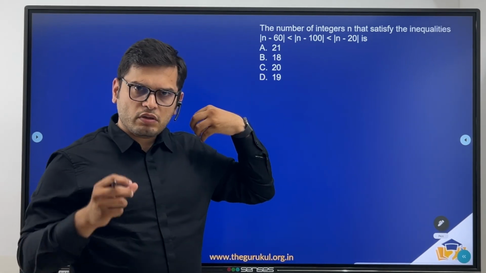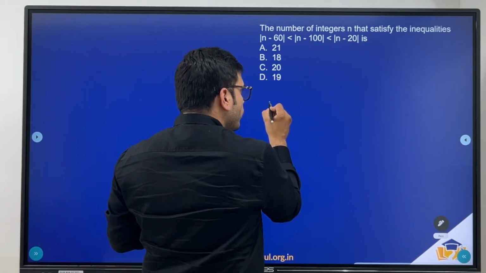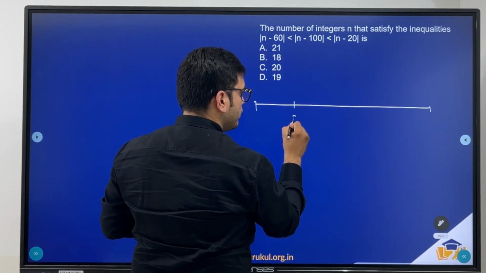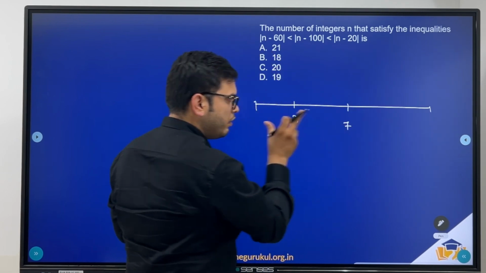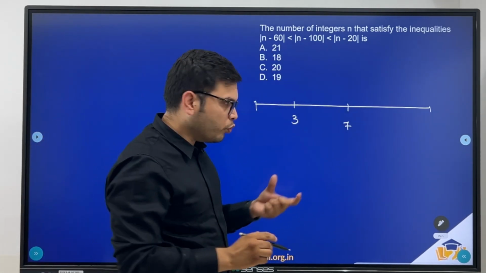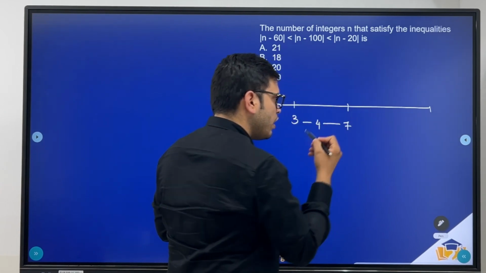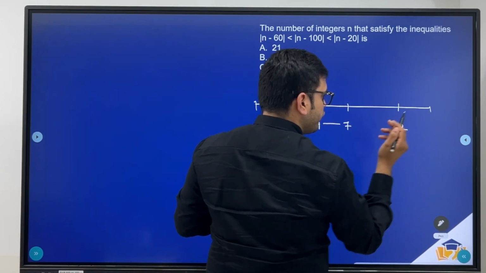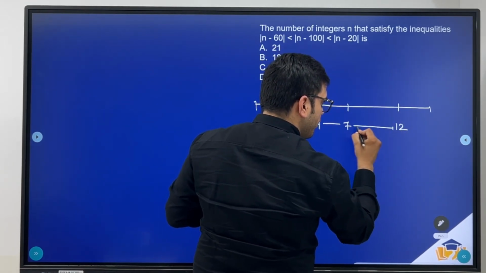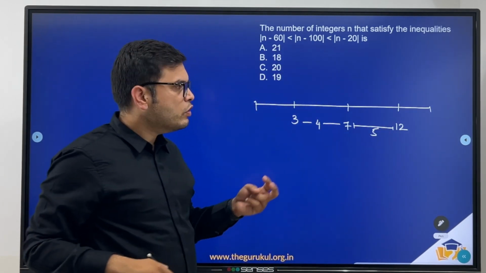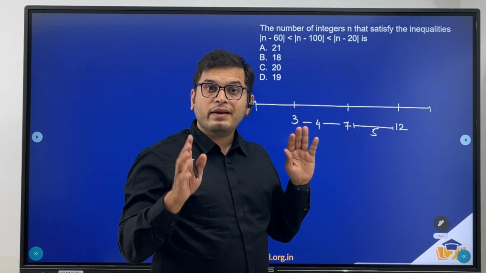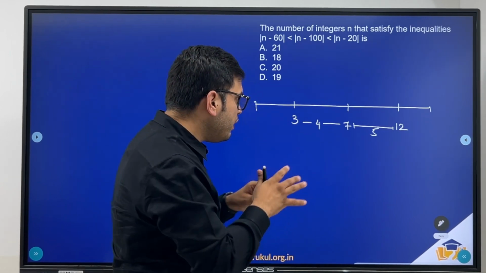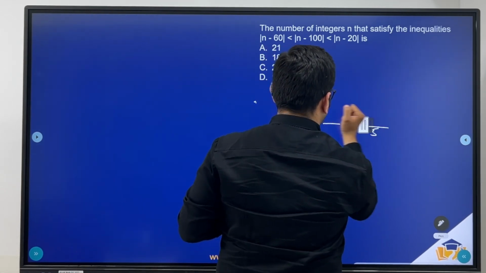Now to solve this question in the easiest possible way, I want you to understand that on a number line, let this be 3 and let this be 7, plus 3 and plus 7. What is the difference between these two? 4 units. How did we get this? 7 minus 3, right? Now let me take number 12 here. What is the distance between these two? 12 minus 7, 5 units. So if you have 2 points on a number line, the distance between them is nothing but the difference between those 2 points. Clear? Now we'll be applying the same logic to solve this.